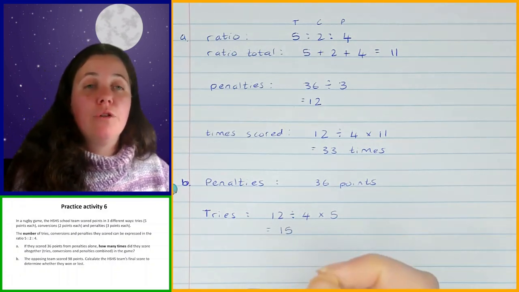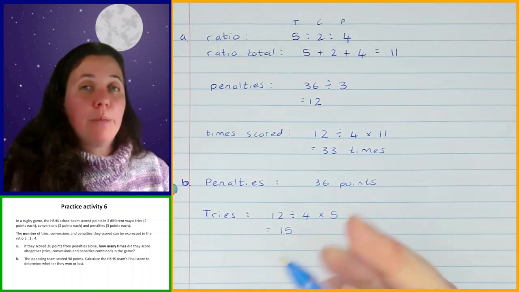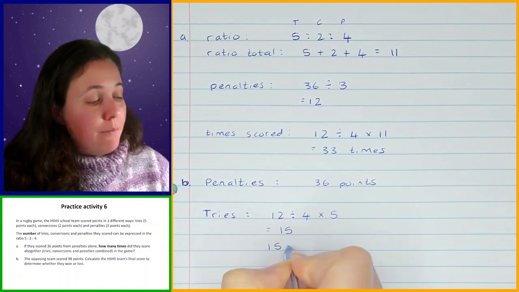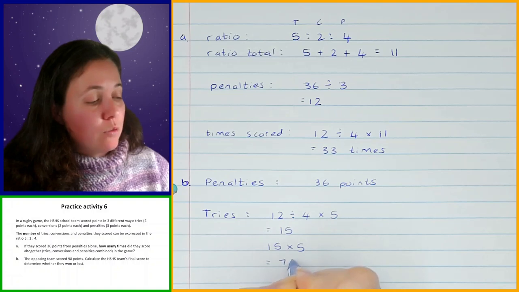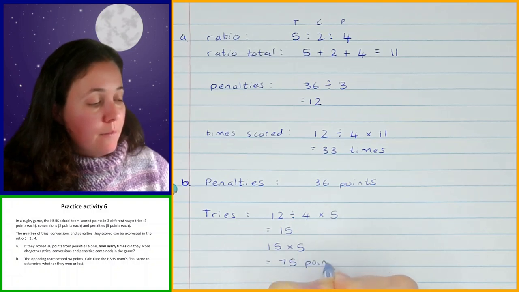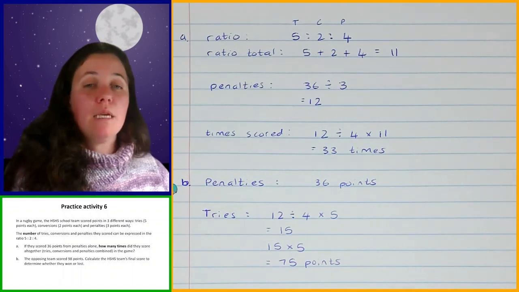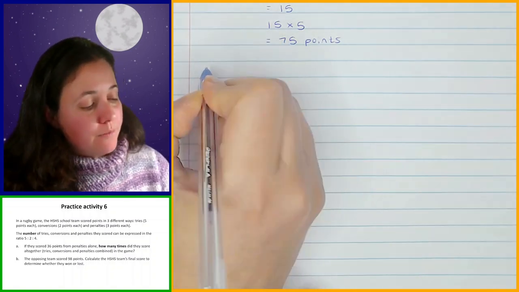Now, I also know that each try was worth 5 points, so I can work out how many points they got from all the tries altogether by multiplying 15 by 5. And that gives you 75 points altogether. And that is the points that they got from the tries. Now, we're going to do the same thing to work out the number of points that they got from conversions.